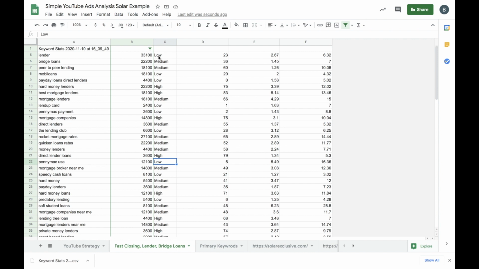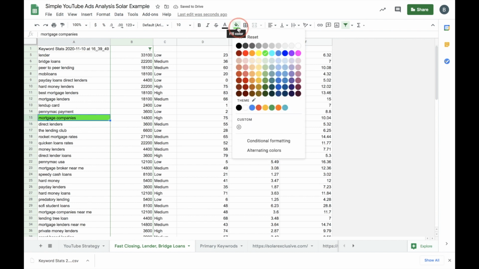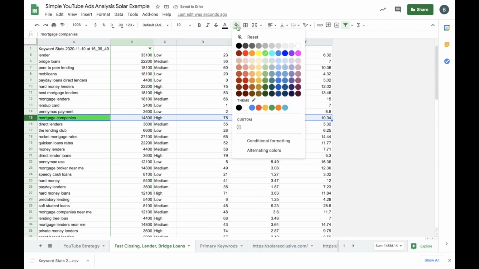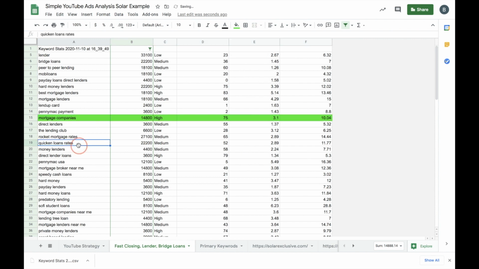Again, in our presentation, low meant advertisers are not spending a lot of money, and high meant these are going to convert to sales. So this would make sense probably for you. Just immediately that one stands out to me. If somebody's searching for a lender, they might be searching for mortgage companies. I don't know if that's related to your services. Is that related to your services at all?